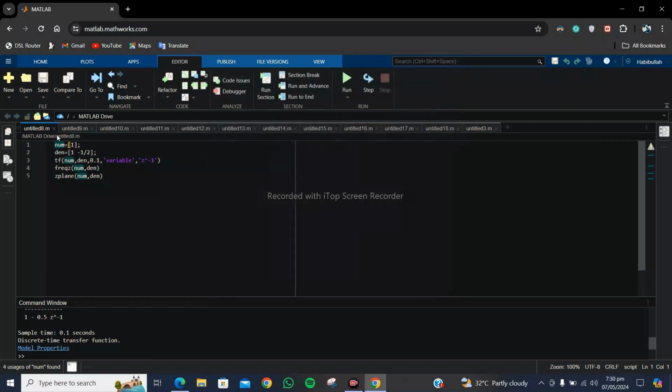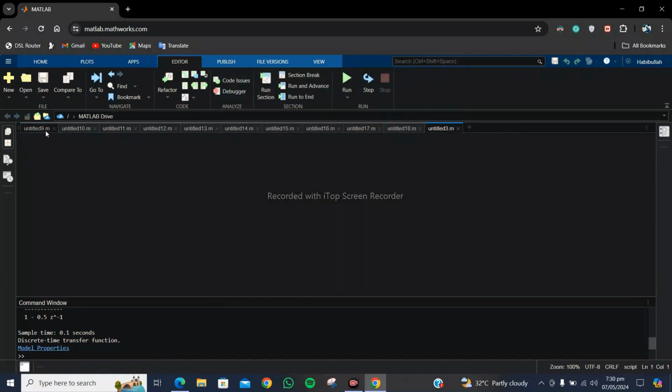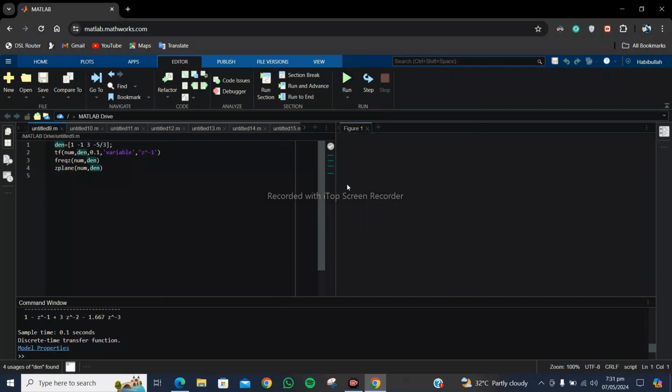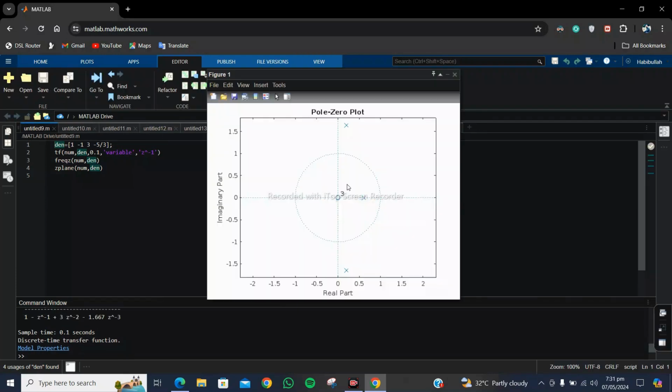Now moving towards the next task, run this. So there is one zero and three poles, and two poles are conjugate to each other, and both are outside the unit circle, so the system is unstable.